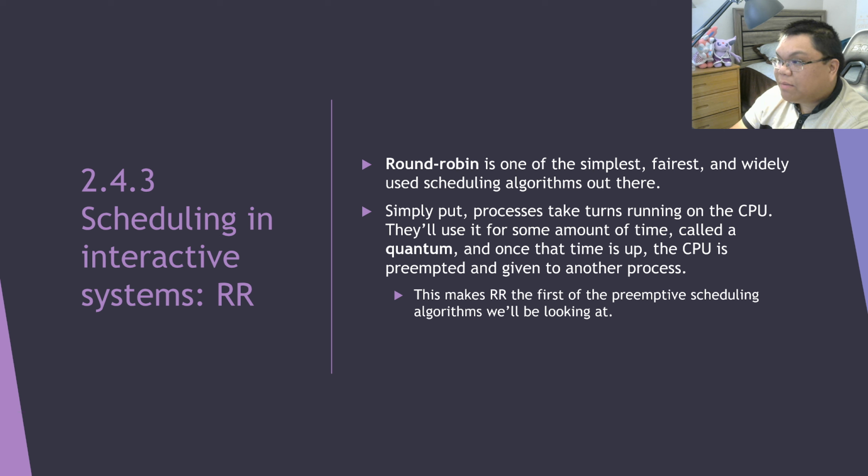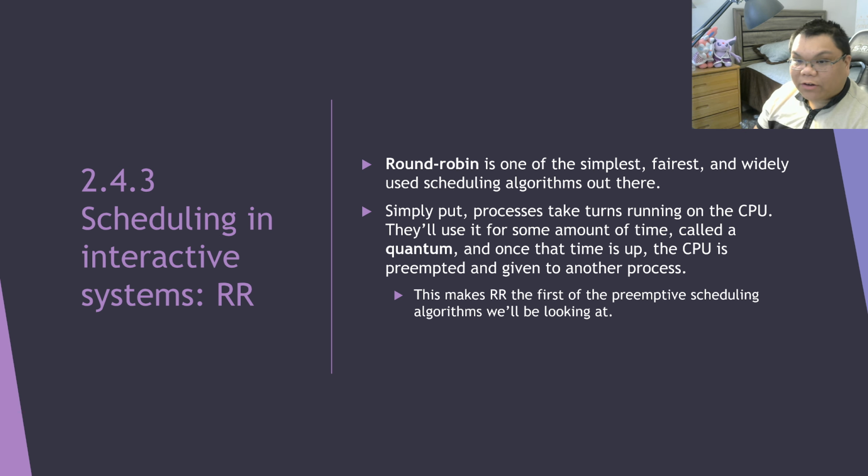Round robin is one of the simplest, fairest, and widely used scheduling algorithms out there. Simply put, processes take turns running on the CPU. They'll run on the CPU for some amount of time, and this amount of time is called a quantum. Once that time is up, the CPU is preempted and given to another process. Of the three scheduling algorithms we've looked at already, round robin is the first preemptive scheduling algorithm.